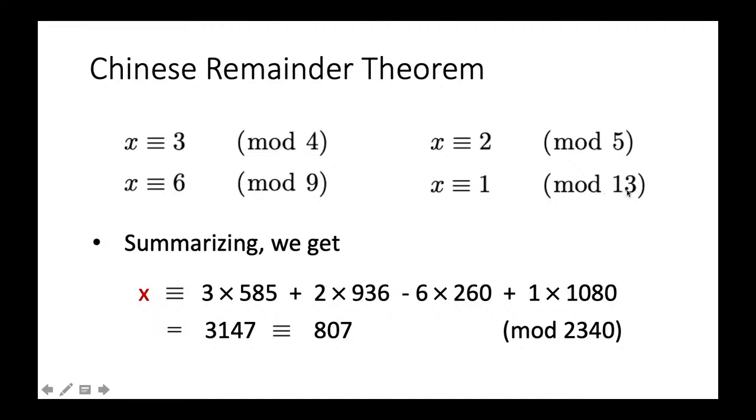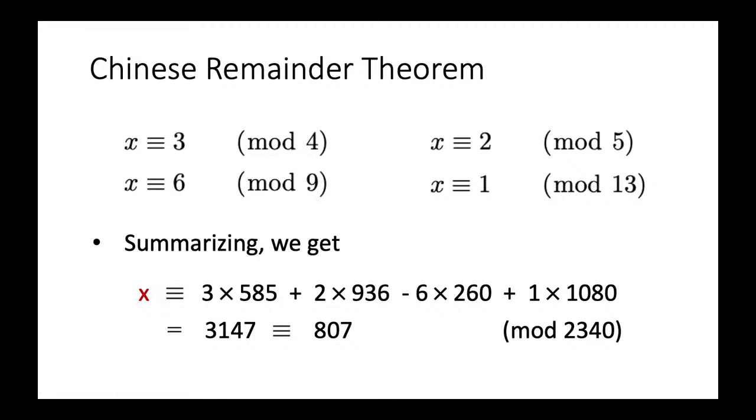And when it is divided by 13, what will happen? 13 times 6 is 78, and 80 minus 78 is 2. So 807 is equal to 1 modulo 13. So it is working. In that case, we have come up with a value: x is equal to 807 modulo 2340 will be the solution of this system of congruence equations.